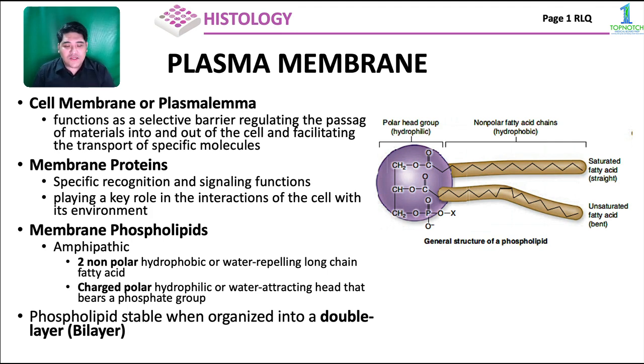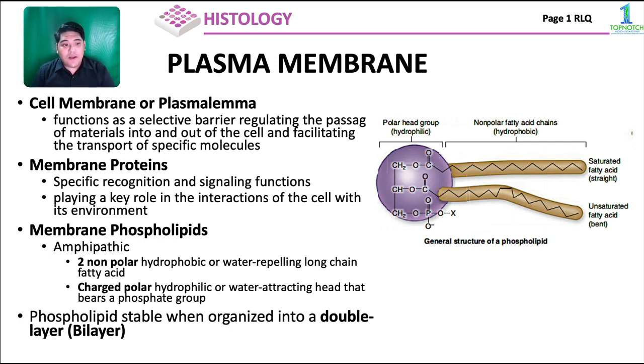And you know that the function of your plasma membrane is to have a regulation between the inside and the outside environment of the cell. So, it acts as a selective barrier, regulating now the passage of different materials into and out of the cell and facilitating the transport of specific molecules. Going back to tissue, dapat alam niyo yung mga different types of transport.